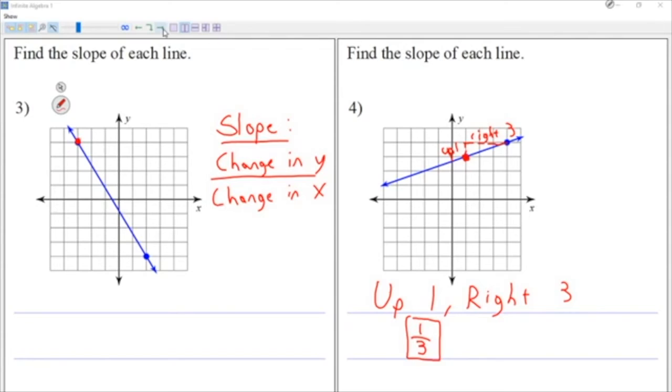Going back to the first one, pause and see if you can get it. Counting my change in Y, we're moving down 1, 2, 3, 4, 5, 6, 7, 8. So down 8. And to count our change in X, from there, we move to the right. 1, 2, 3, 4, 5. Now remember, when we think about our change in Y, down is a negative direction for Y. So we want to put -8 over, right is a positive direction for X.